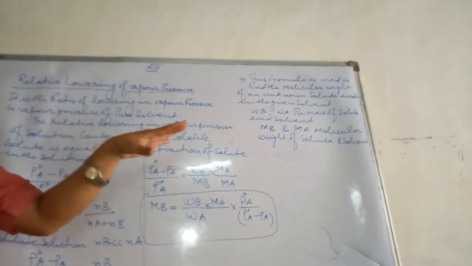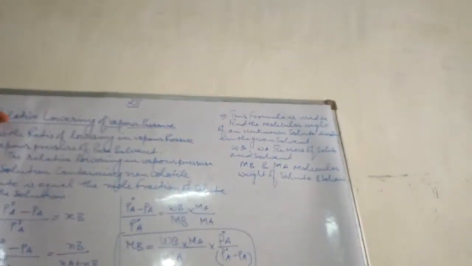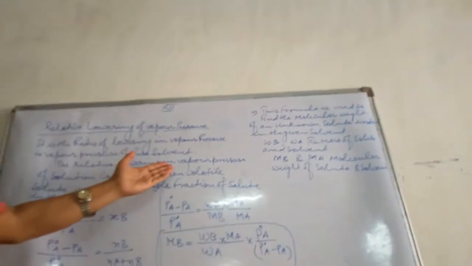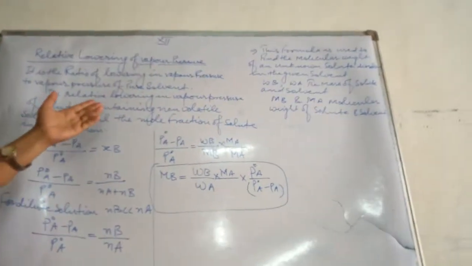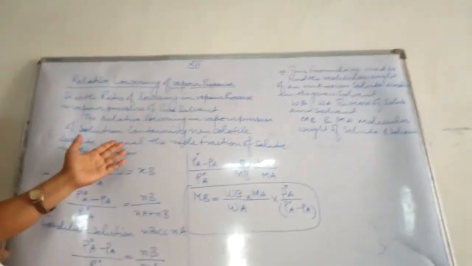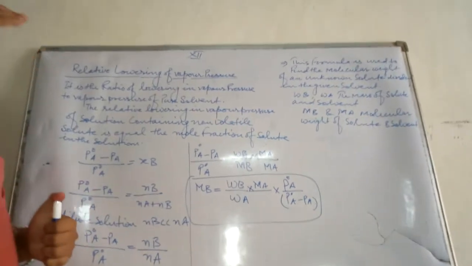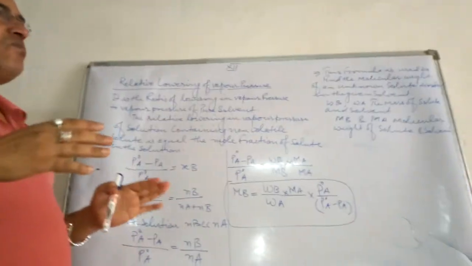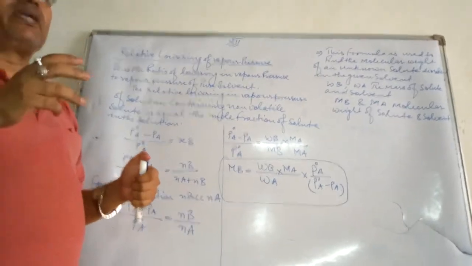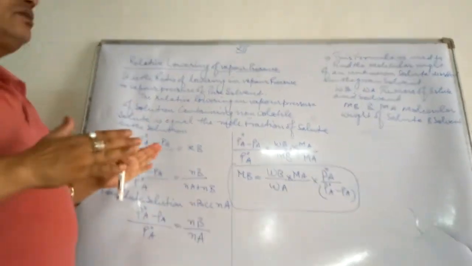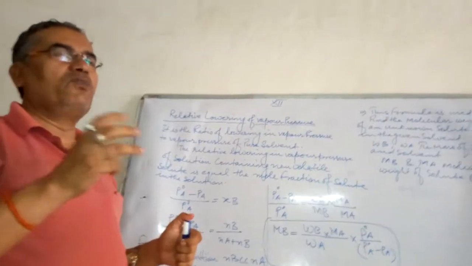So this factor we are going to discuss here in the term of relative lowering of vapor pressure. It is the ratio of lowering in vapor pressure to vapor pressure of the solvent. The relative lowering in vapor pressure of a solution containing non-volatile solute is equal to the mole fraction of solute in the solution. Means the relative lowering of vapor pressure of a solution having non-volatile solute is equal to the mole fraction of non-volatile solute.